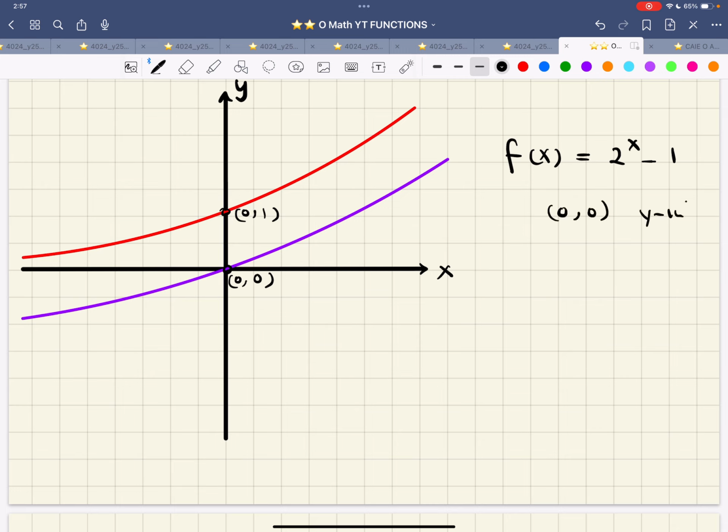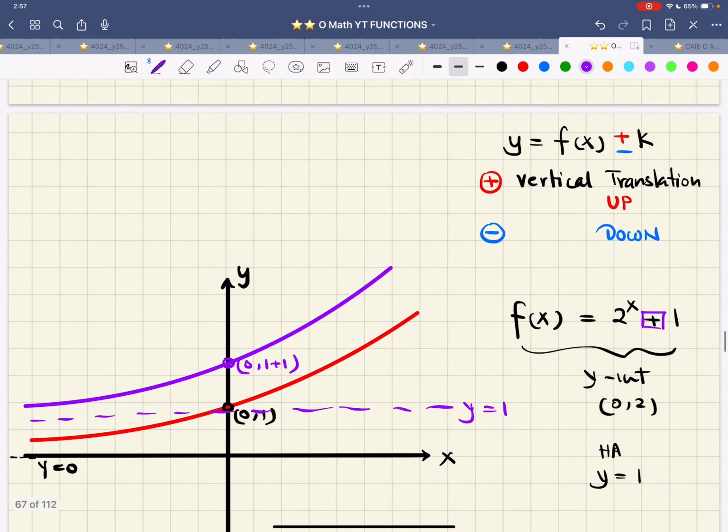That is the y-intercept. And what about the horizontal asymptote? Originally, the horizontal asymptote was y is equals to 0. Now it's, let me get the marker ready, y is equals to negative 1. y equals to negative 1. All good, all clear? Just have a good look.